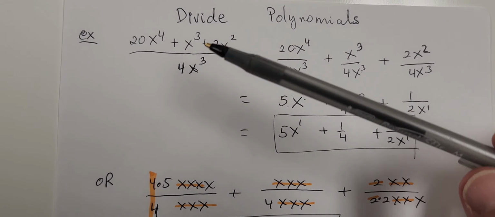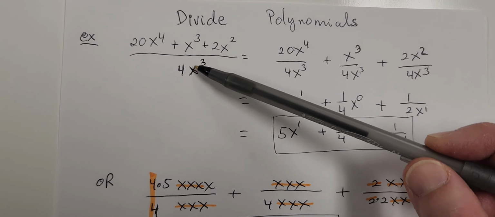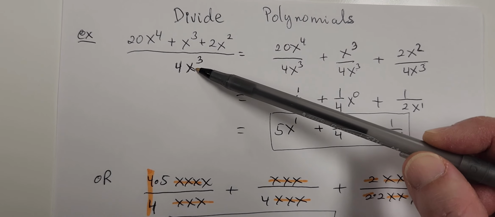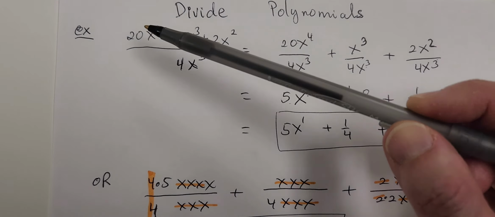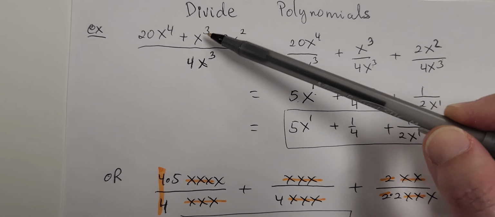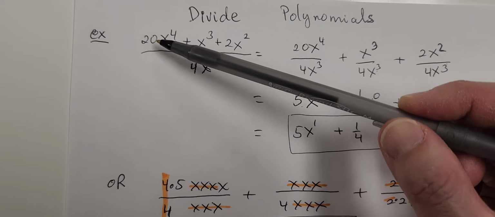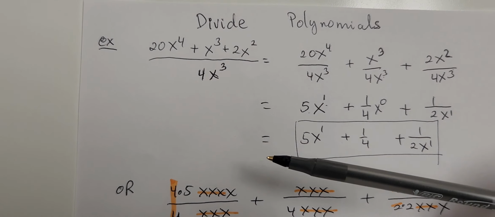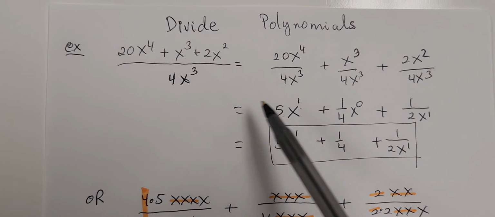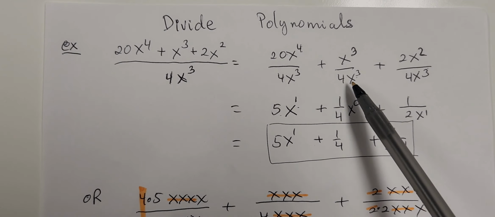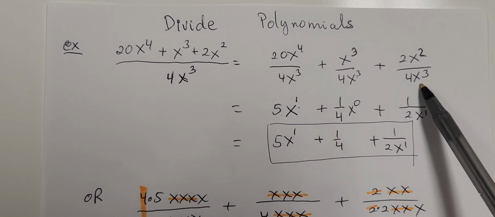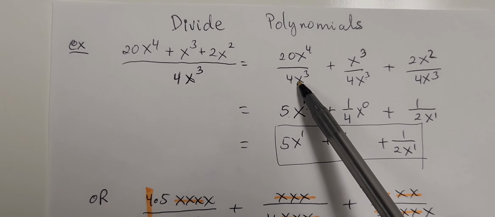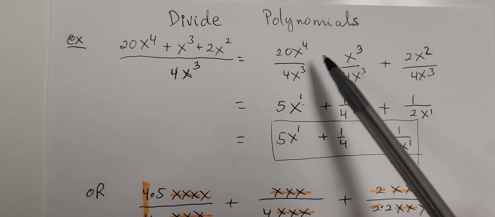Okay, so again, we only have 1 term in the bottom. Since there's only 1 term, we will separate it into 3 terms. So here's 1, 2, 3. We're going to separate them. But when you separate them, make sure the denominator should be the same for every term.